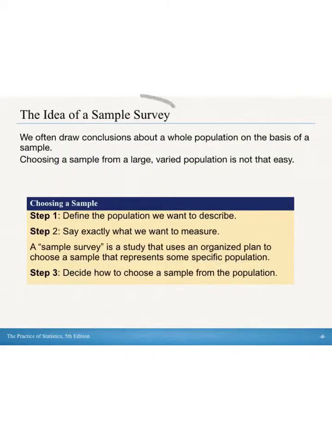So a sample survey sounds like we're answering questions about something, but a sample survey is actually your plan. Your plan of how you're going to collect your data so your sample can be a representative of your population, so you can then make inferences. So a sample survey is going to tell exactly what your population is, what you want to measure, and then how you're going to choose a sample for that. And we're going to talk about different methods.